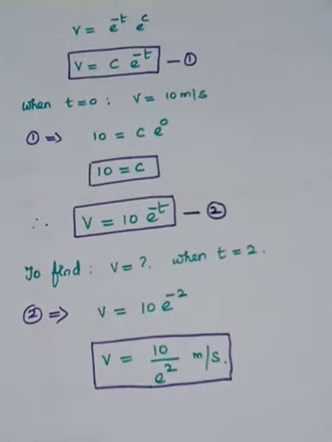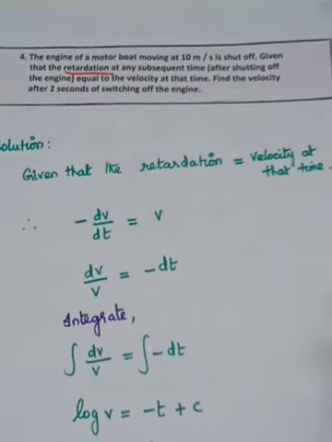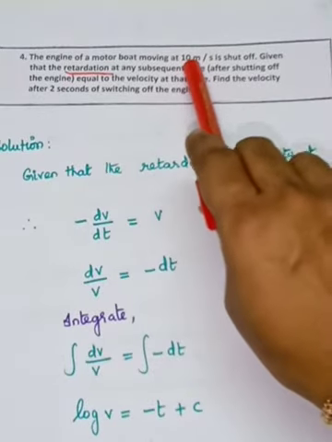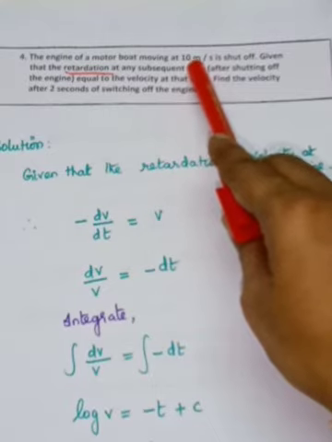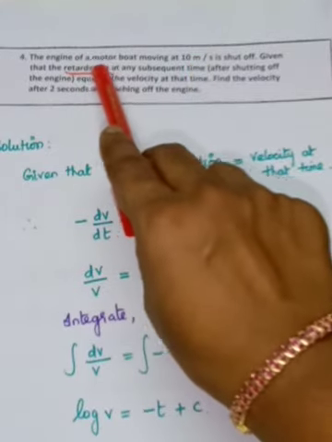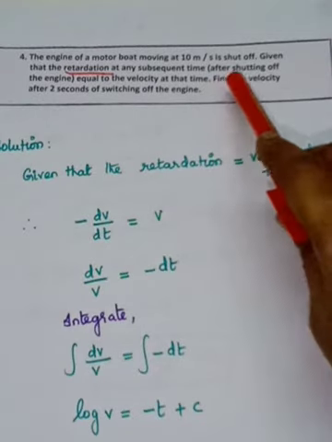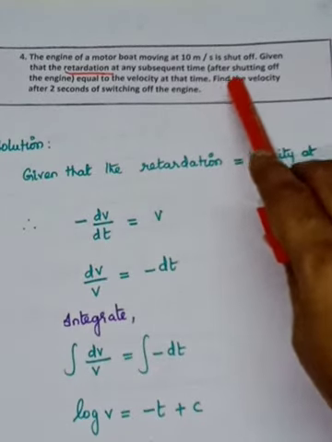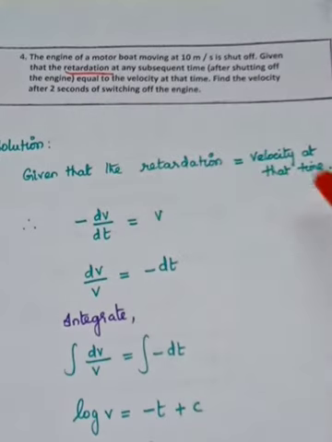And you see that. Next, fourth step, we have to apply the given condition. Nothing is given in that except, first of all, the starting velocity of 10 meter per second, so we have taken it as the initial velocity. Then from the second sentence we formed the differential equation and solved it. And here directly the question is given: find the velocity after 2 seconds of switching off the engine.